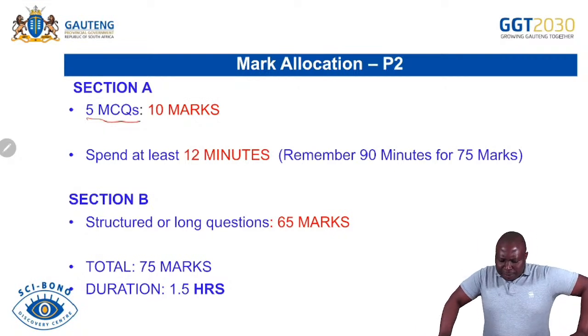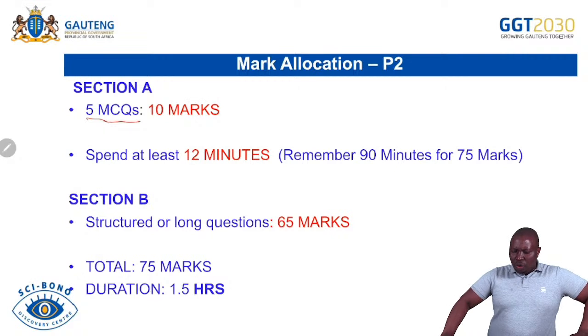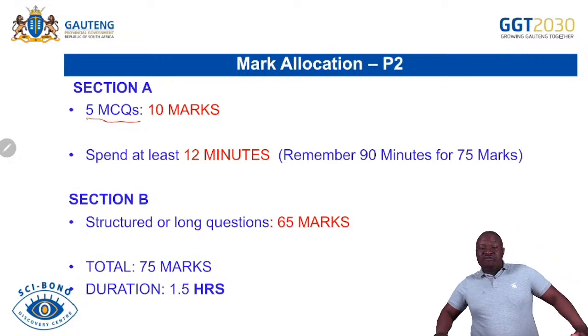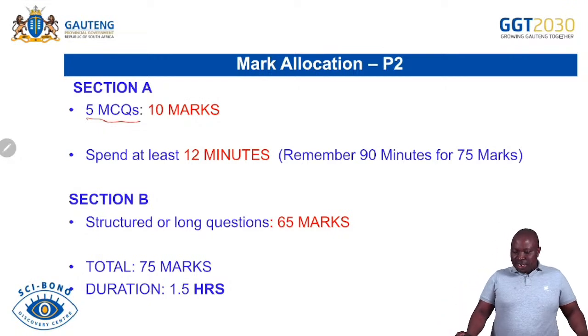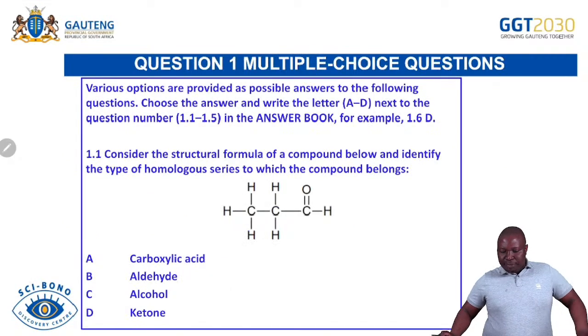In section B, we have structured or long questions, which was 65 marks last year in the final exam. So the total is 75 marks. You write for 90 minutes. So we're going to have this session for 90 minutes and go through the entire paper as well.